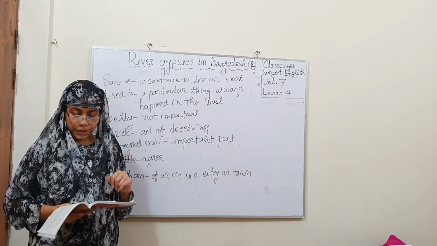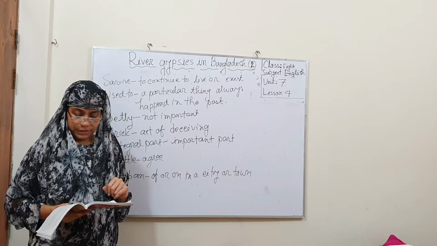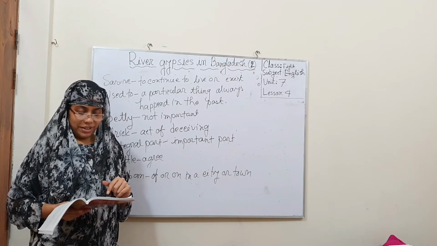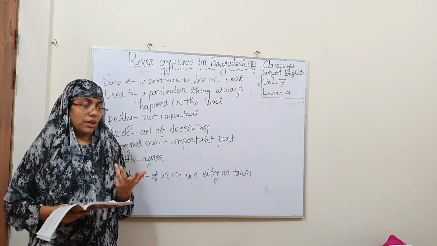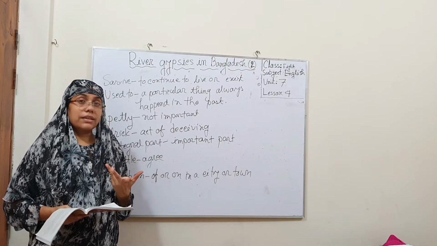And the authority feels that river gypsies need help to survive in the mainstream population. Therefore, the government is offering voting rights, permanent housing and bank loan facilities. However, changes do not come overnight. Yes, changes don't come rapidly or soon. It will take time.